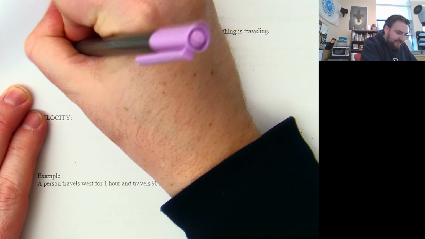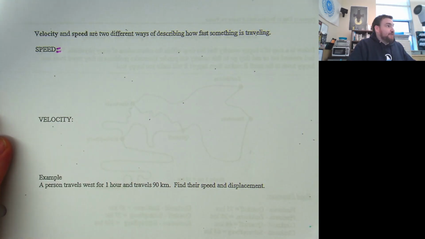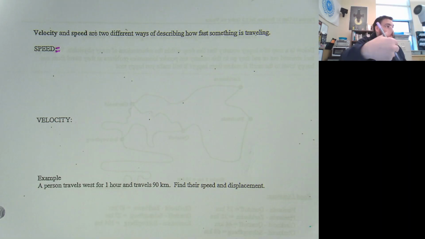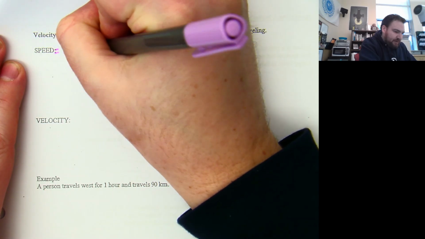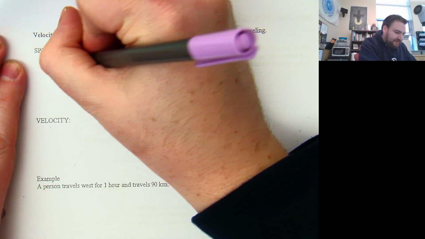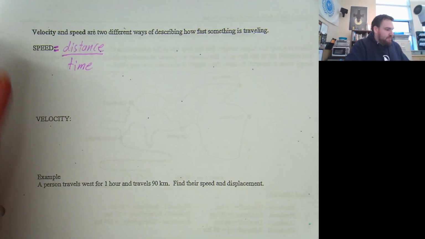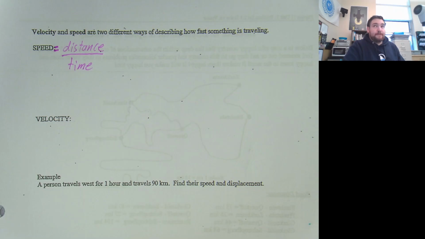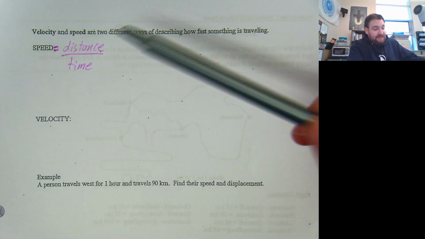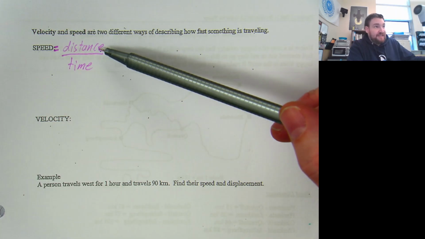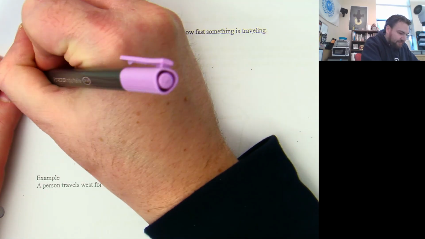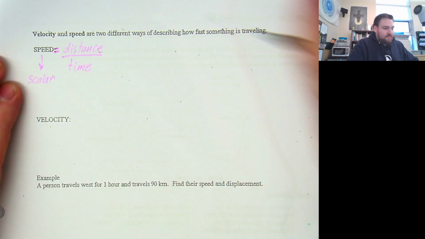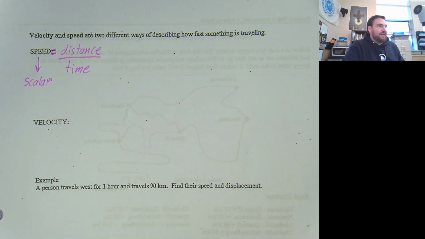The way we define speed, it is equal to how far you traveled divided by how long it took you to travel. Those concepts are distance and time. Speed is equal to your distance divided by your time. And because speed is dependent on distance, and distance is a scalar, speed then is also a scalar. Speed depends on 2 scalar quantities, so itself must then also be a scalar.